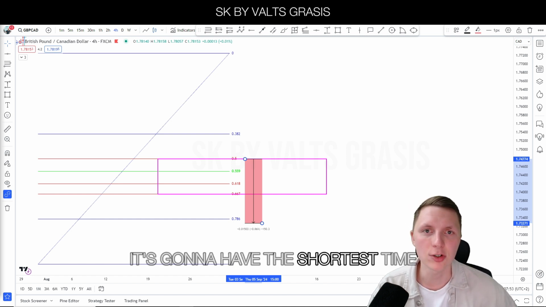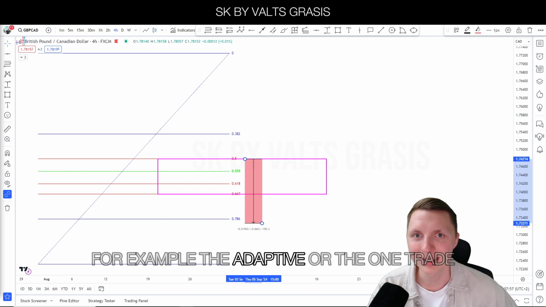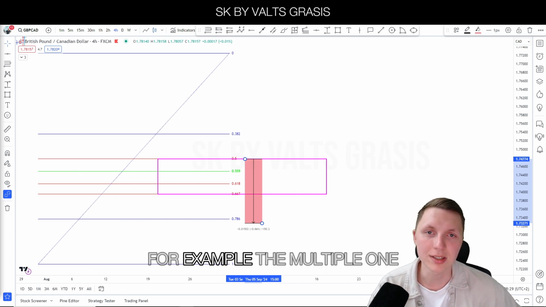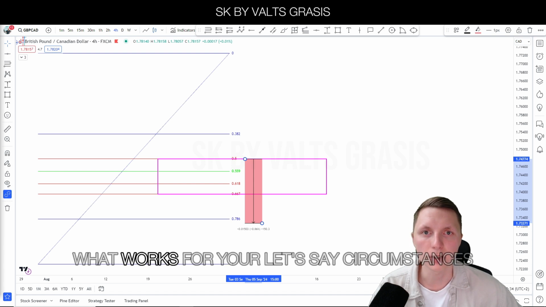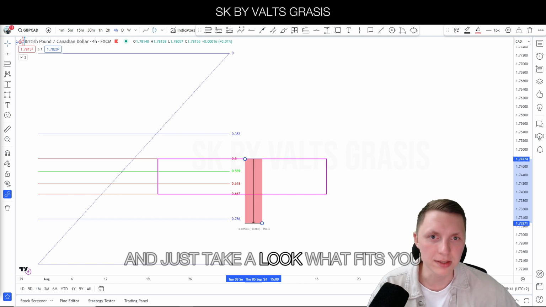It's going to have the shortest time you're going to hold a trade over, for example, the adaptive one or the one trade. And the time required to manage those strategies will be much lower than, for example, the multiple one. So you have to decide what works for you, what works for your circumstances, the job, and everything else you have, and just take a look at what fits you.